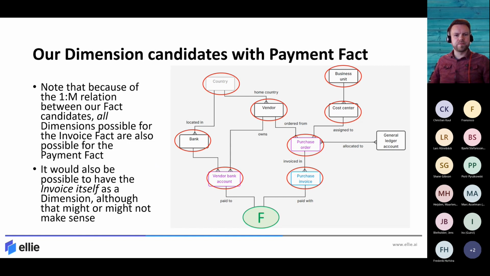The interesting thing, of course, here is that this means that we could also have the purchase invoice itself as a dimension, which might not make sense in a business sense because it's kind of a transaction. But nevertheless, it's logically possible. And also a thing to note is that the GL account here is not logically possible for either of those facts because it always has this many relationship towards it.